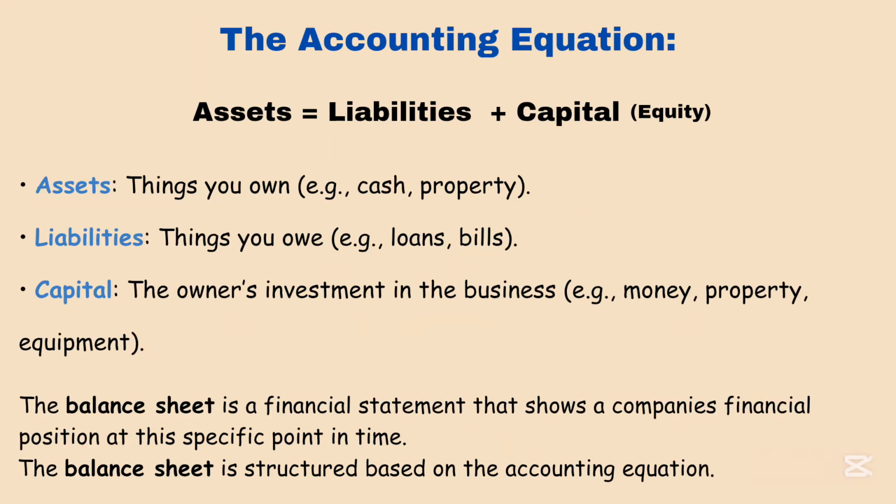Now, let's talk about the accounting equation. Assets equal liabilities plus capital or equity. Assets are what the business owns, like cash and property. Liabilities are what the business owes, like loans and bills. Capital represents the owner's investment, which could be money, property, or equipment. This equation is the foundation of accounting, and the balance sheet is structured around it. The balance sheet is a financial statement that shows a company's financial position at a specific point in time.